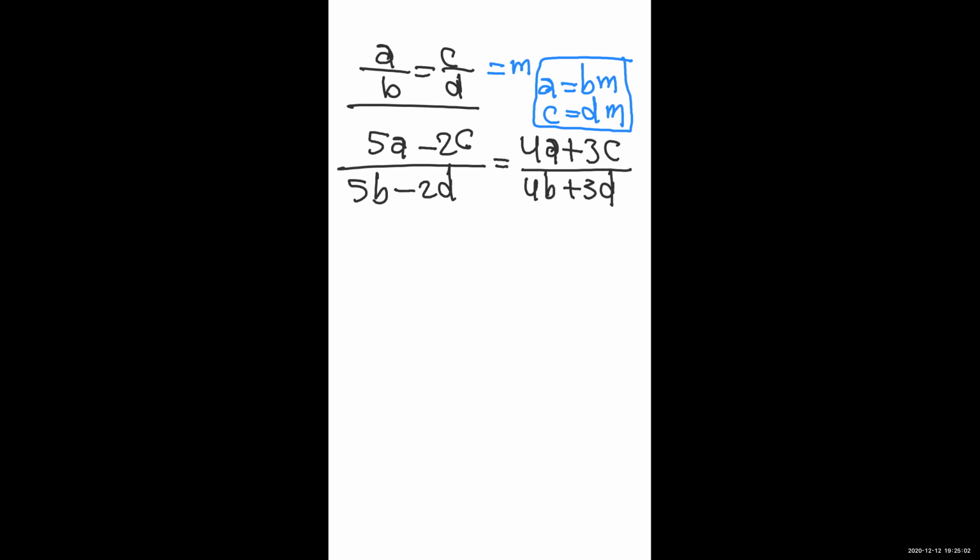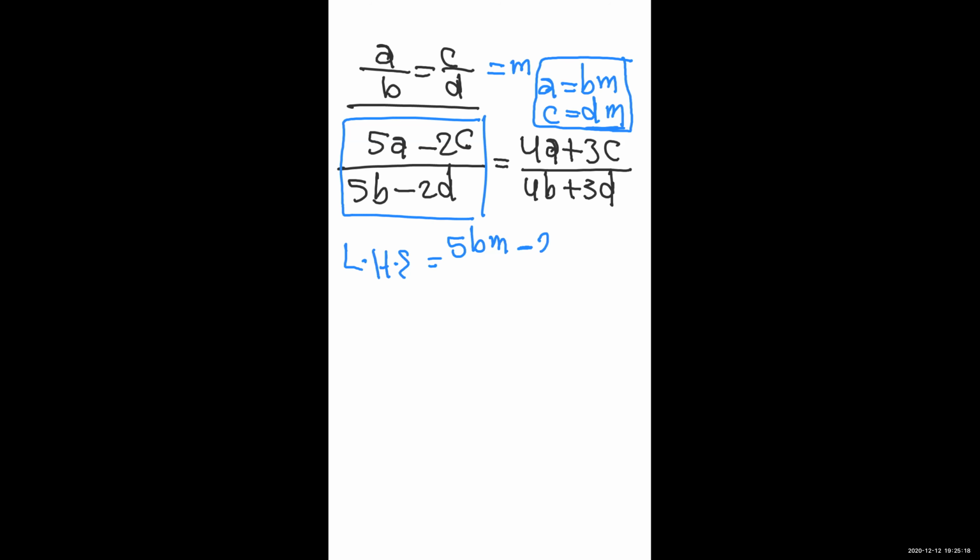So now the left hand side will equal, it's this one, the term on the left. So 5A means 5 times BM, so 5BM minus 2C.